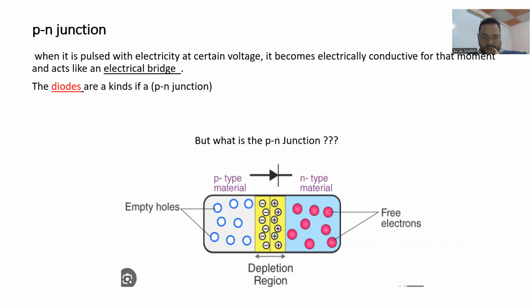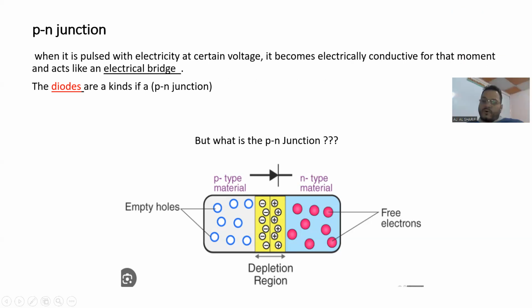Here, what is the p-n junction? The p-n junction is made in the lab, where researchers and workers make it very carefully with specific conditions, specific temperature, specific purity. When it's pulsed with electricity at a certain voltage, and let's focus on this certain voltage, we will take a deeper look at it in the last slide, it becomes electrically conductive for that moment and acts like an electrical bridge, like any conductor.